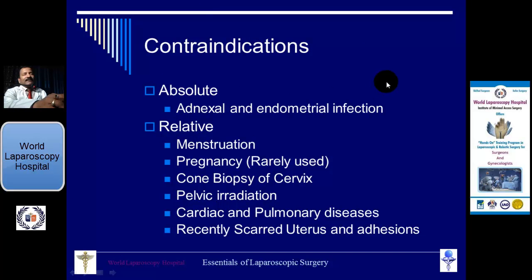Now contraindication. Absolute contraindication is adnexal and endometrial infection. Once you enter inside and you see a very bad infection inside, don't do hysteroscopy. Leave the patient for some time for the antibiotics, and you can give some anaerobic cover also, metronidazole and all, and some antifungal pessaries and all, then call the patient and do it.